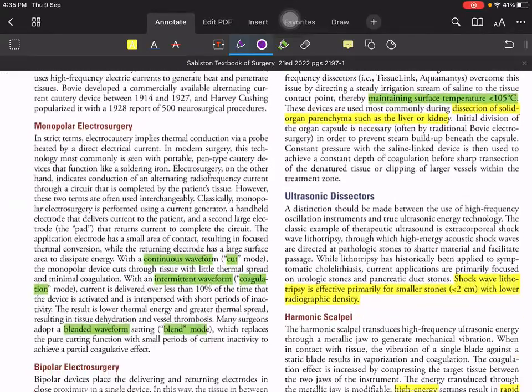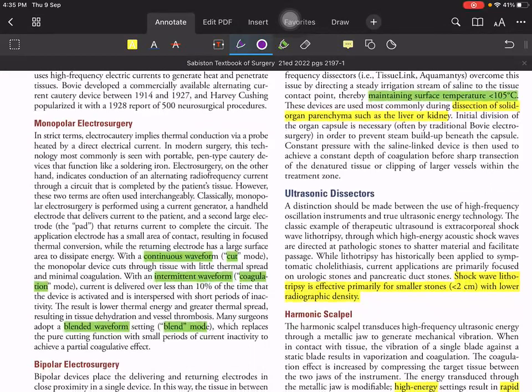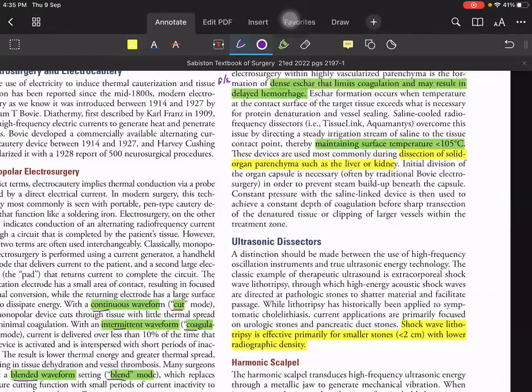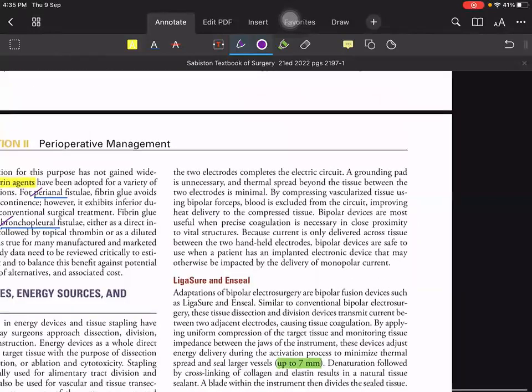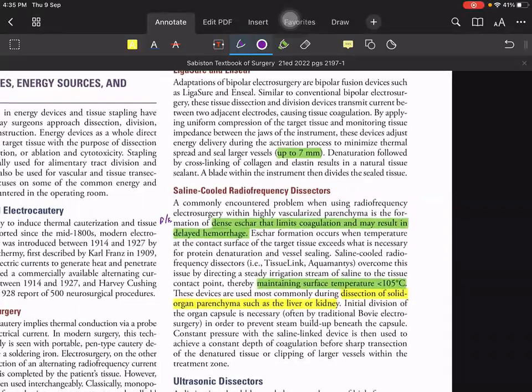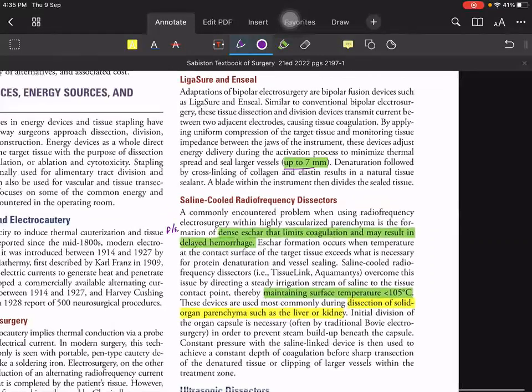So electro devices, monopolar electrosurgery. Continuous waveform is cut and intermittent waveform is coagulation, and one more waveform is there, called the blended waveform or blend mode. And the bipolar basics everyone knows. End arteries should not be used, everyone knows that, I will not repeat. And the LigaSure or similar devices, we will see up to 7 mm vessels.